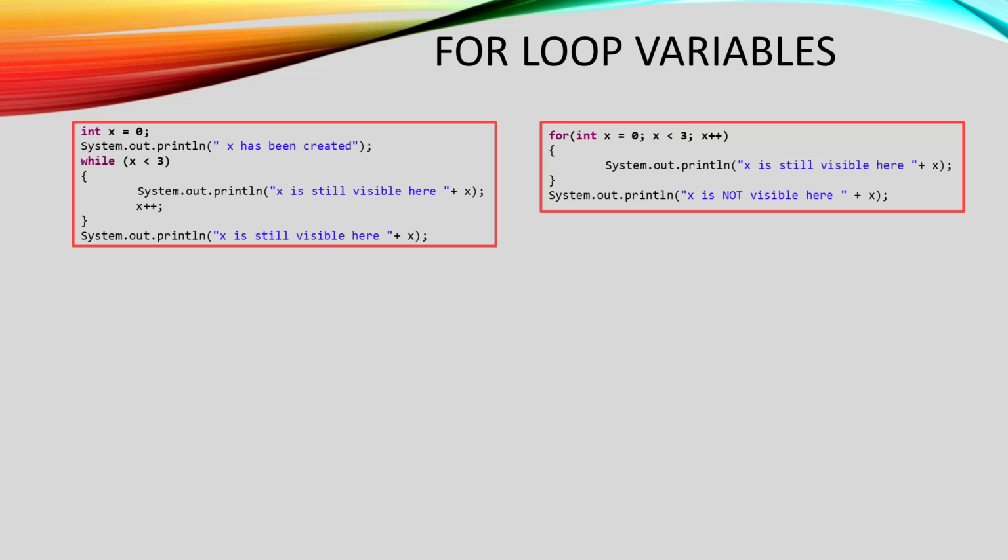That means that its scope ends at the end of the for loop. So the last statement is outside of its scope, and the compiler will give us an error because it can't find a variable named x at that point.